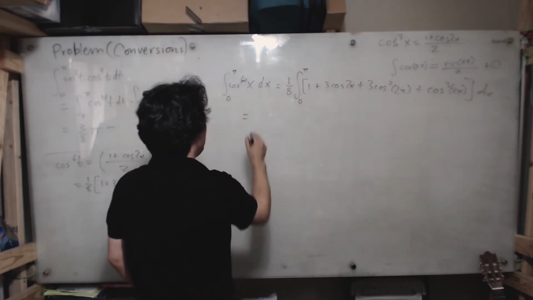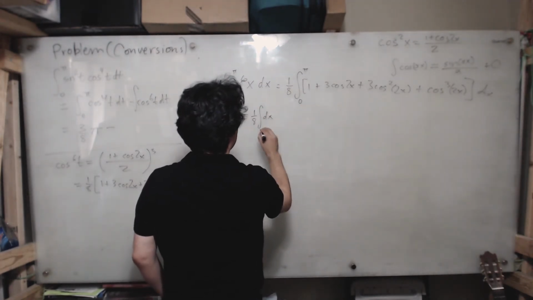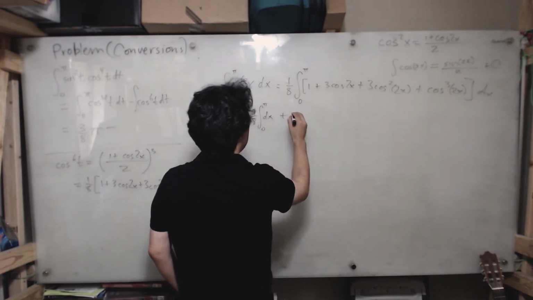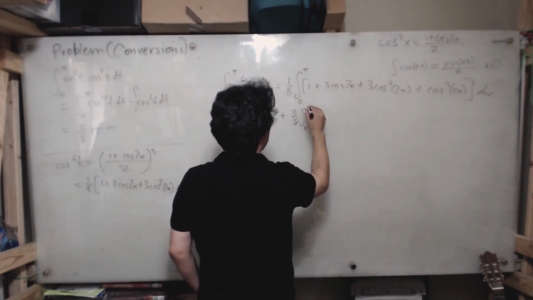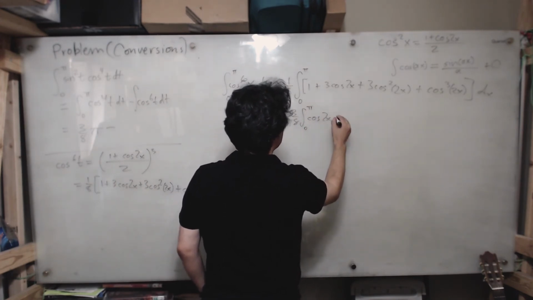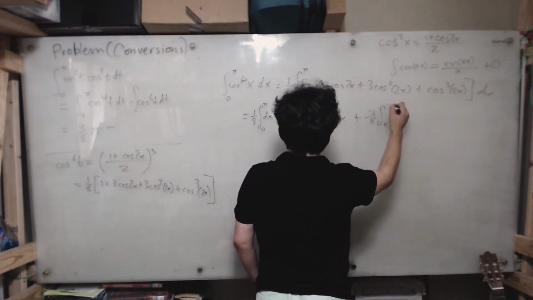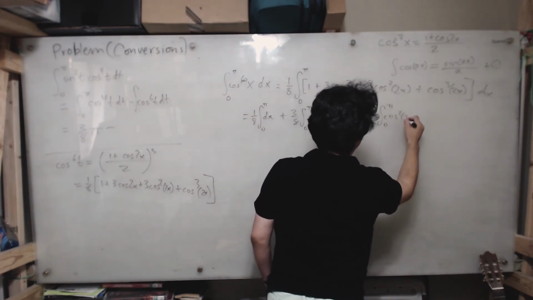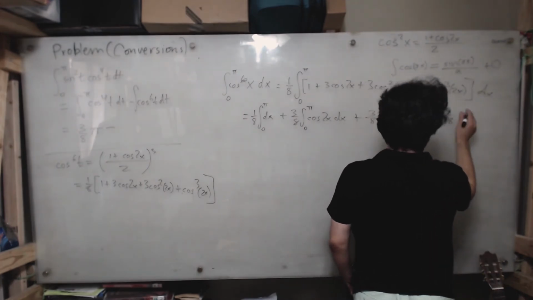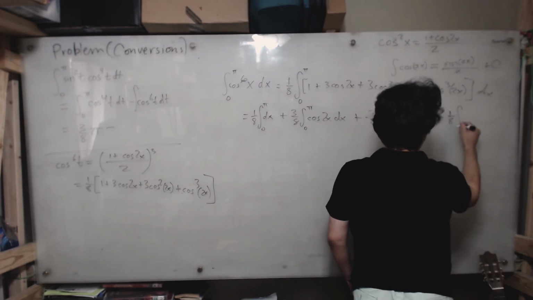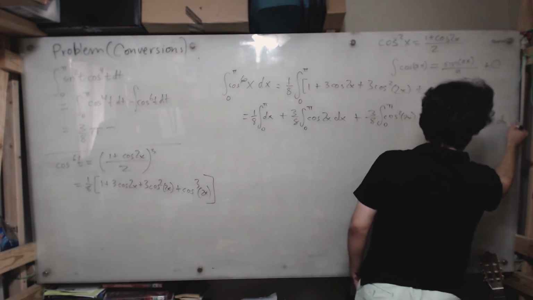Now, what I want you to realize is that I can break this up. This is going to be 1/8 times the integral of 1 dx from 0 to pi, plus 3/8, because this 3 and that 1/8 become 3/8, times the integral from 0 to pi of cosine of 2x dx, plus 3/8 the integral from 0 to pi of cosine squared of 2x dx, plus 1/8 the integral from 0 to pi of cosine cubed of 2x dx. Okay?